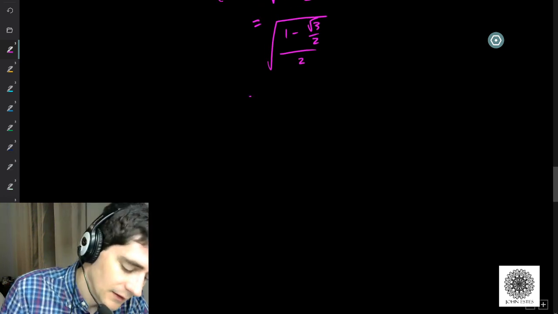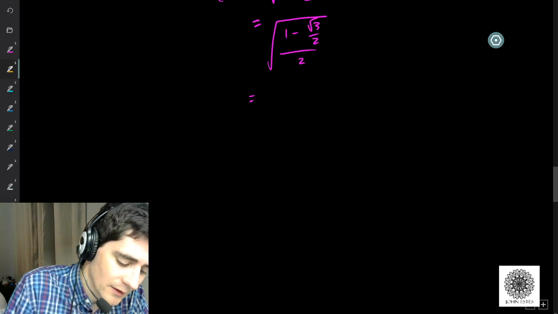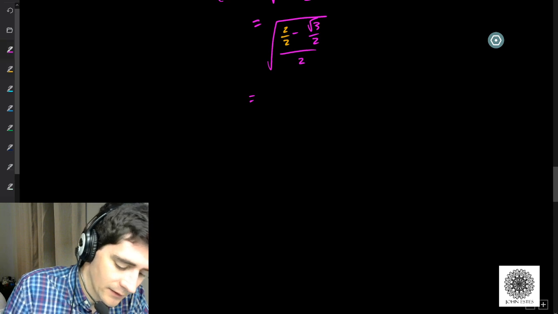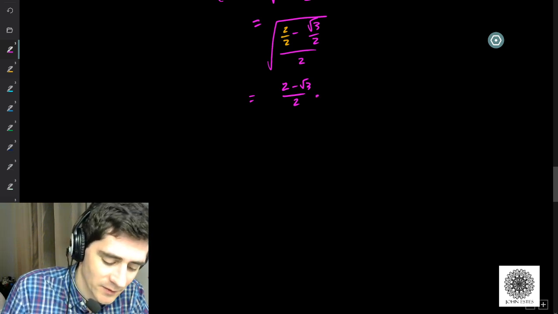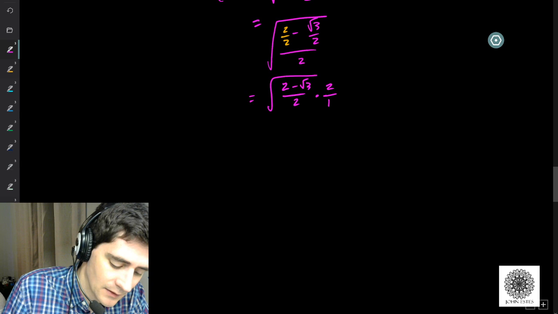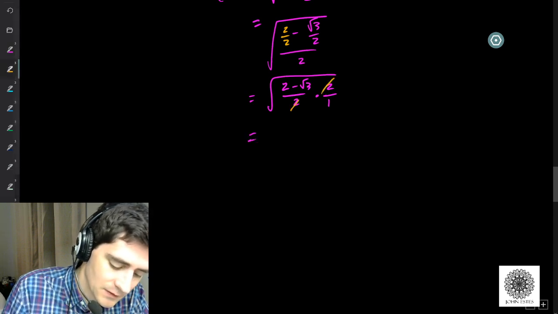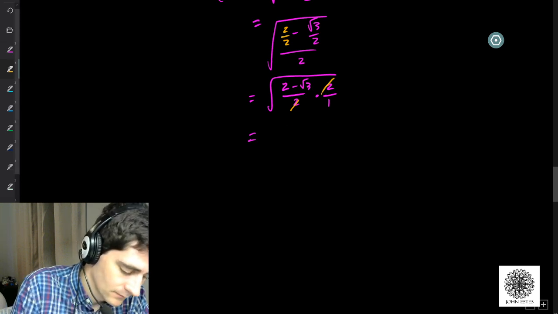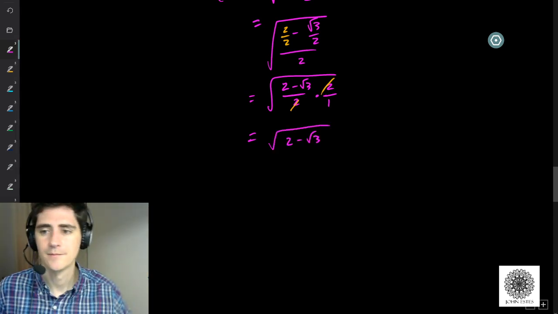All right, so then if I get a common denominator in my numerator up here, I'm going to rewrite 1 as 2 over 2. So then I have 2 minus root 3 over 2. Dividing by a fraction is the same as multiplying by its reciprocal. So it's 2 over 1, all in the square root. And then I can see now the 2's cancel, and I end up with the square root of 2 minus root 3.